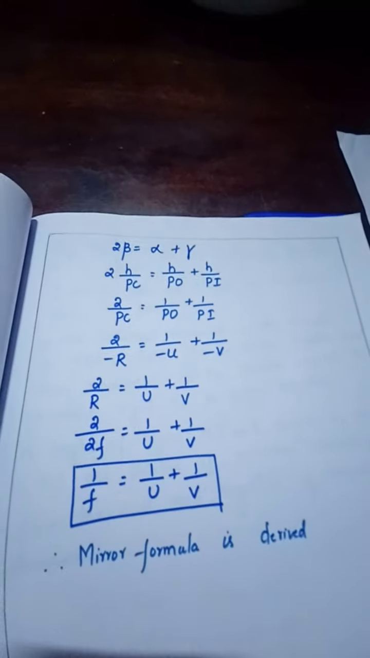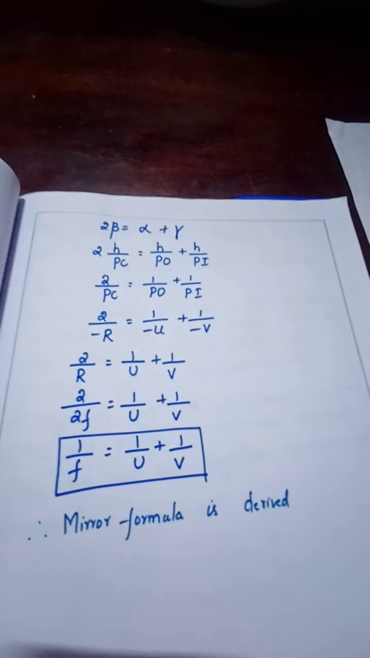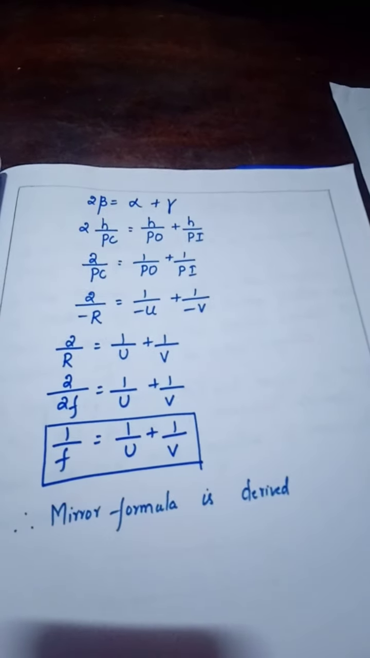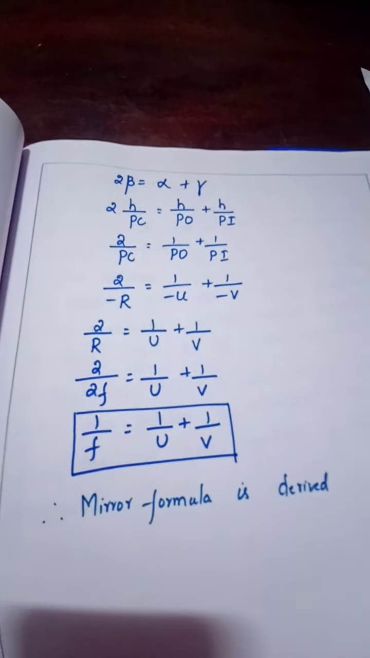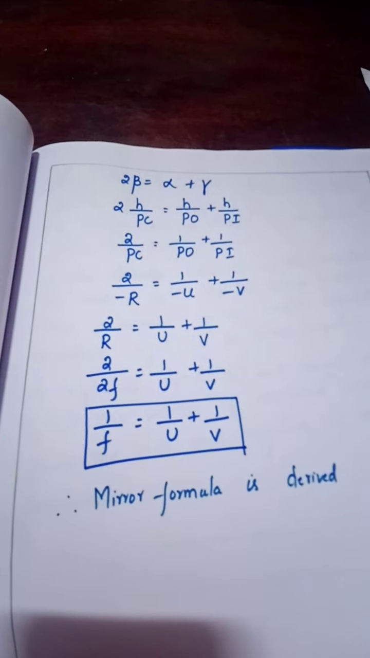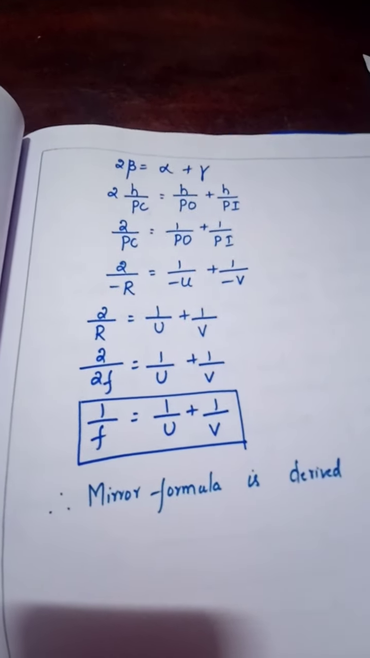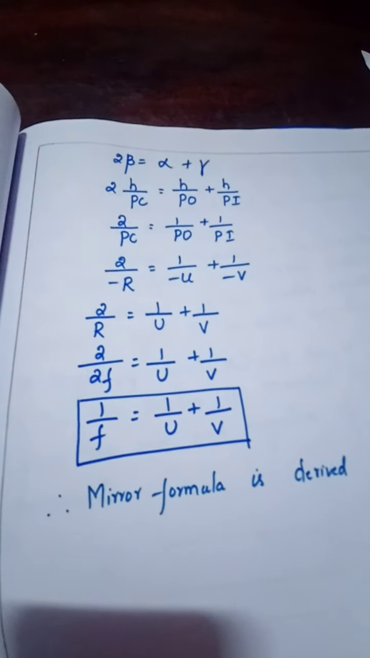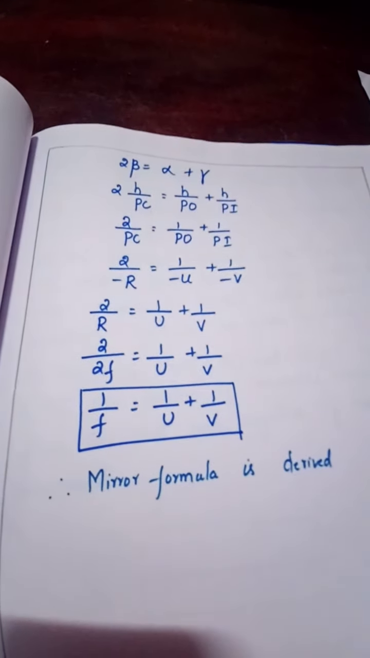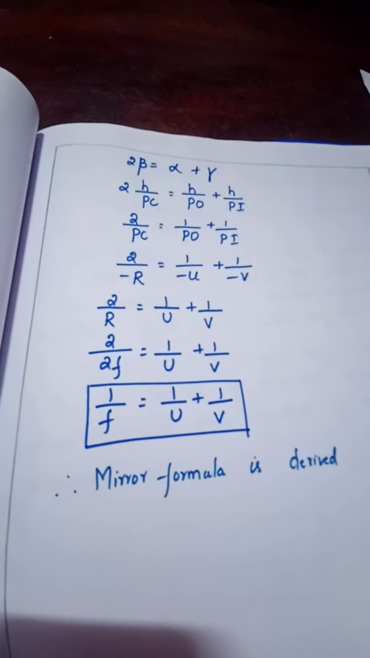I believe everybody understood. Very easy derivation. 1 by F is equal to 1 by U plus 1 by V. If you practice, you will easily get this derivation without any doubt. Practice, see the ray diagram and do it. Step by step, follow it.